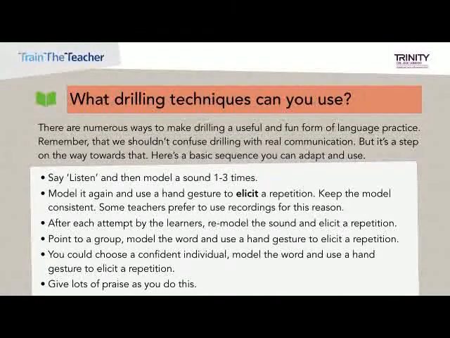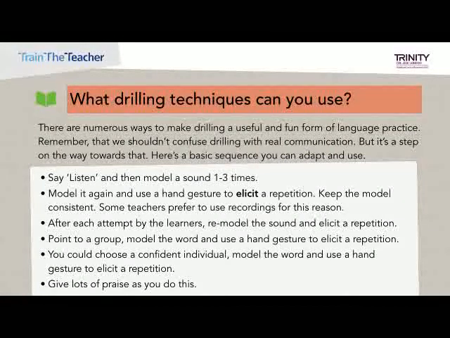Say listen, and then model a sound one to three times. Model it again and use a hand gesture to elicit a repetition. Keep the model consistent, and some teachers prefer to use recordings for this reason. After each attempt by the learners, remodel the sound and elicit a repetition.